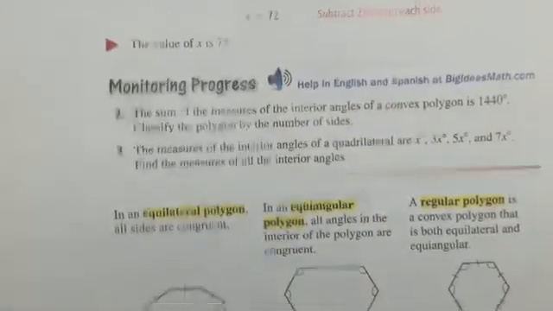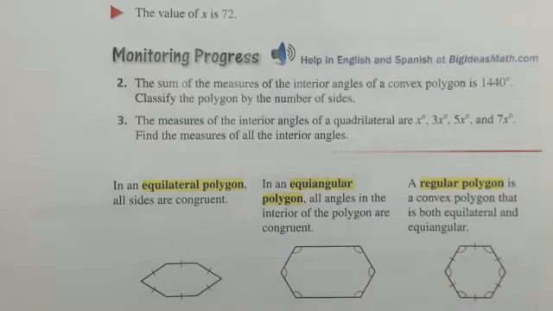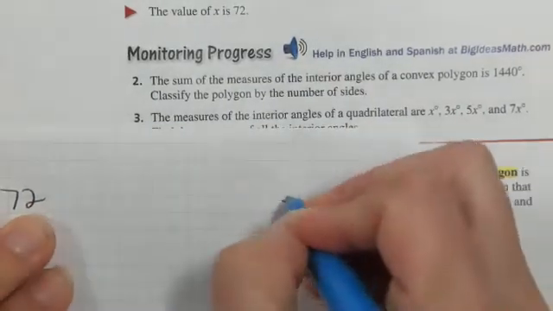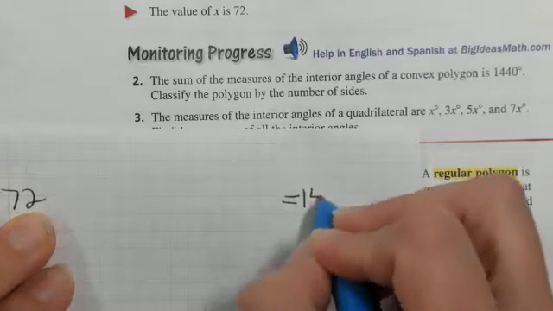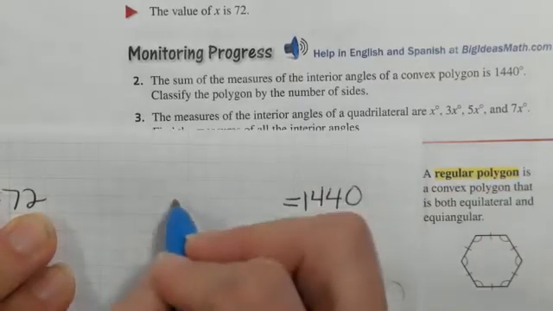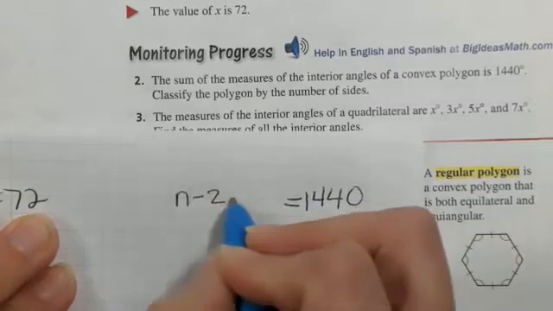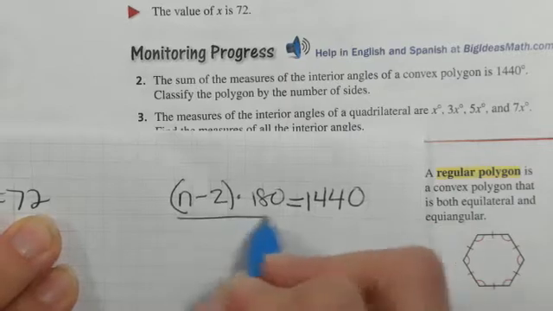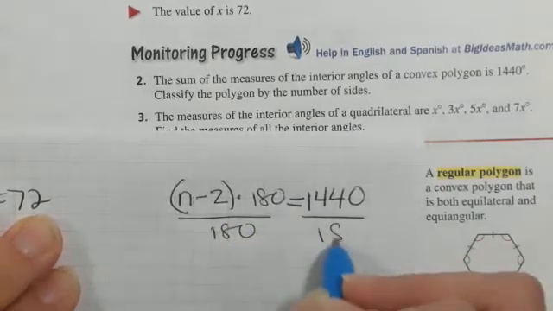All right, look at monitoring progress number 2. It says the sum of the measures of the interior angles of a convex polygon is 1,440. Classify the polygon by the number of sides. Okay, so first we're going to set up our problem. We know that it equals 1,440, and our formula is n minus 2 times 180. So just work backwards. Divide by 180.